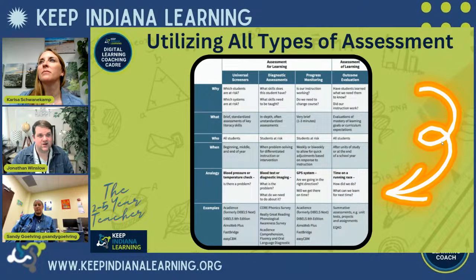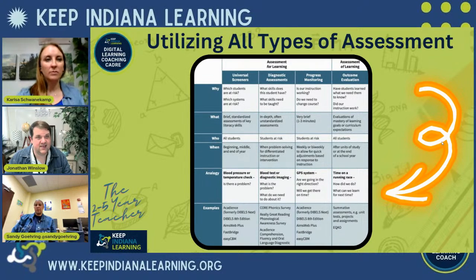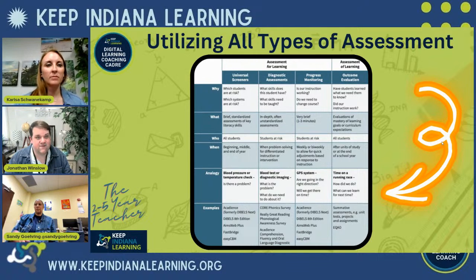Oftentimes, universal screeners are testing so many things that it's really hard to narrow in on the focus of where the problem is when we're using universal screener data. Universal screeners really are just to tell us who's at risk and who's not. So using it for that purpose is really important, and not using it to go in and dig deep on what that student necessarily needs.